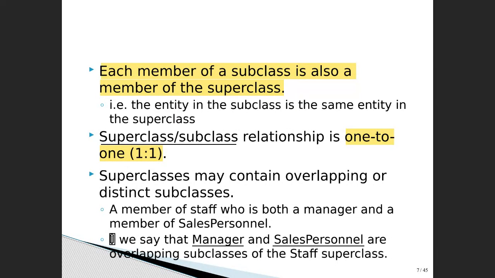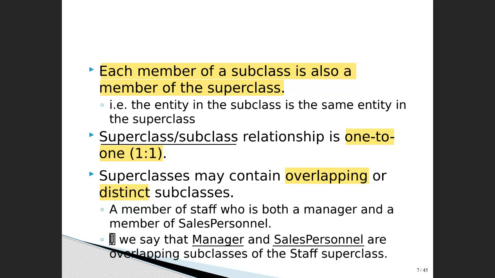So we call it here overlapping. What does it mean? It means that the manager himself can be one member of the manager subclass and one member of the sales personnel subclass. So two subclasses, he shares two subclasses, so it's called overlapping subclass. How about distinct subclass? For example, the secretary. The secretary cannot be manager or sales personnel, only secretary. So it's distinct subclass.